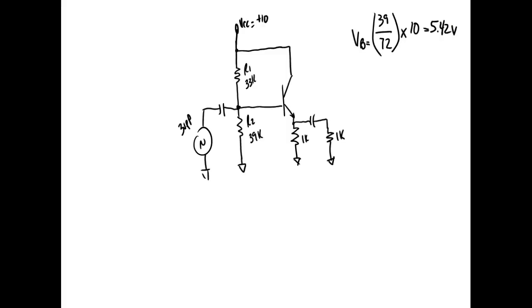We okay? Then we would calculate our emitter voltage. So VE on the emitter is going to be 5.42 volts minus 0.7, right? So what's our emitter voltage? What's that?